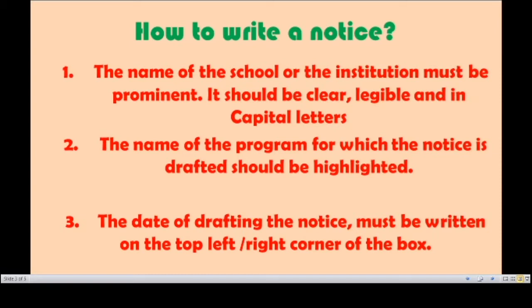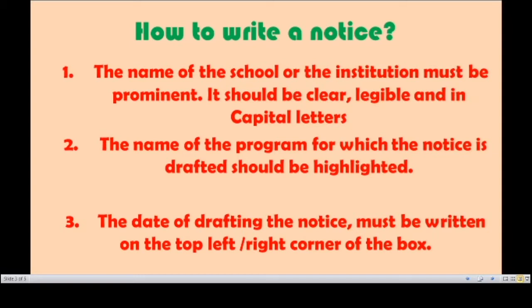Second point, the name of the program for which the notice is drafted should be highlighted. Why you have prepared the notice should be given importance. என்ன program க்காக அந்த notice prepare பண்ணியிருக்கோம் அப்படிங்கிறத, the name of the program should be highlighted and given importance.